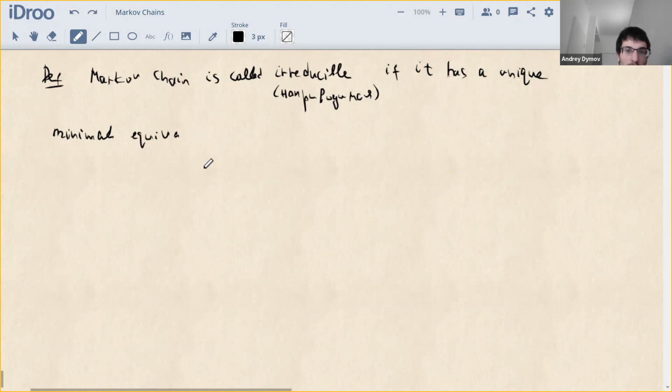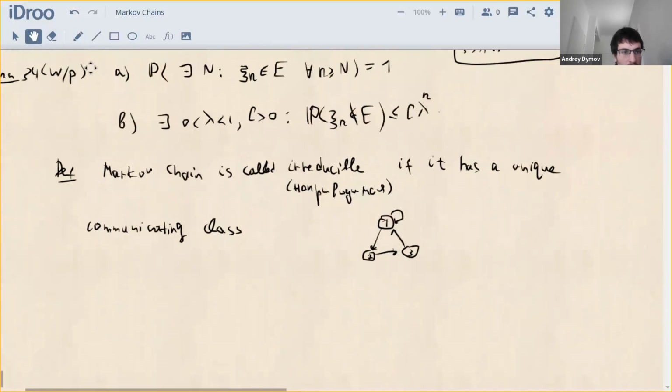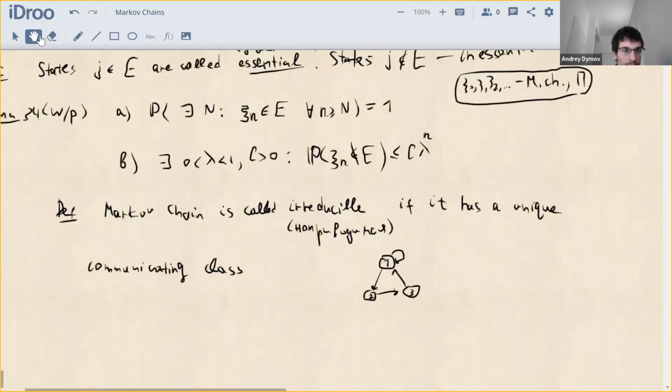No, sorry. Not minimal equivalence class, just a unique equivalence class. Sorry, communicating class. Communicating class. Look, for example, such a Markov chain, it is irreducible because it clearly has a unique communicating class. This Markov chain is not irreducible because it has 4 communicating classes.